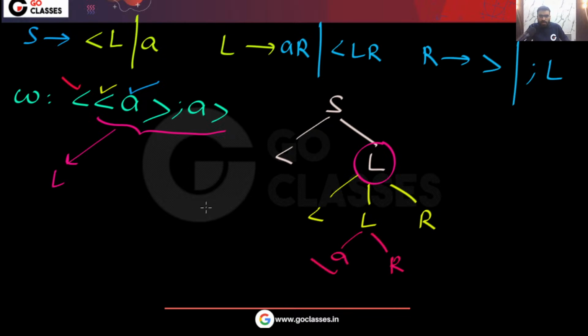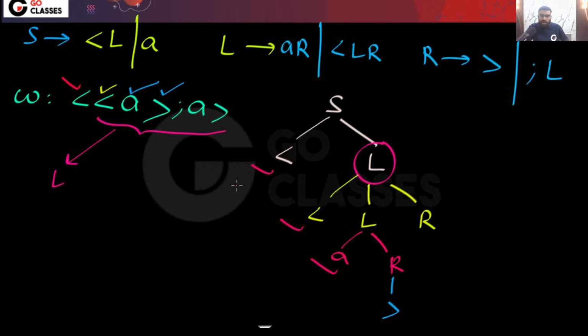Now I got the A also. So you can see these three symbols I already got. Now we need to create this much string. This is the remaining string. Now with this R, what can I do? With this R, either I can replace it with the greater symbol or with this symbol. I want the next symbol, that is greater. So I will replace this with greater. I will use the first production of R.